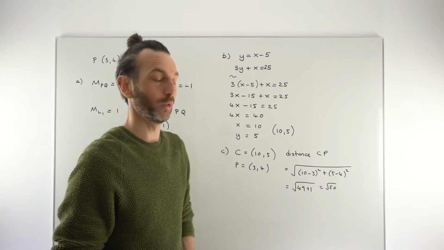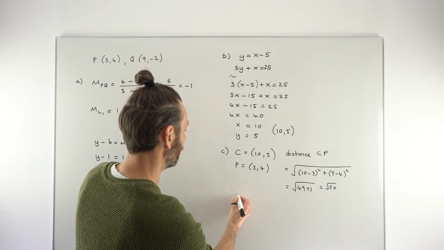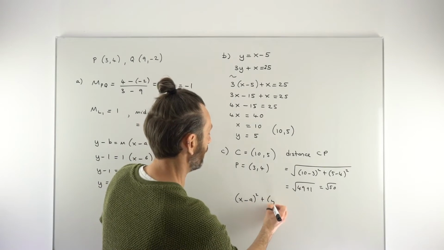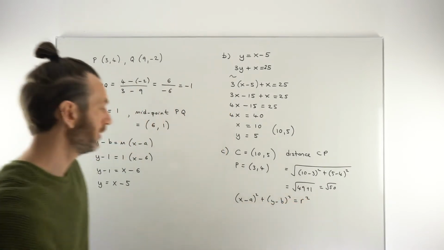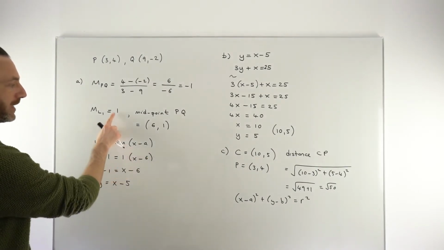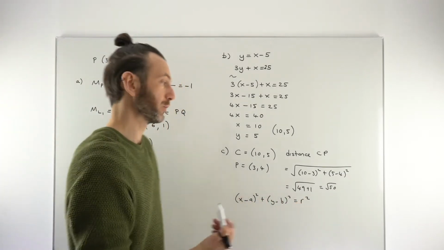The basic equation is the one to use. It's on the formula sheet. And the basic equation of a circle looks like this: (x − a)² + (y − b)² = r². It's a lot like using the standard equation of a straight line. In the straight line case, you need the gradient and a point. Here you need the center point and the radius, both of which we've already got.